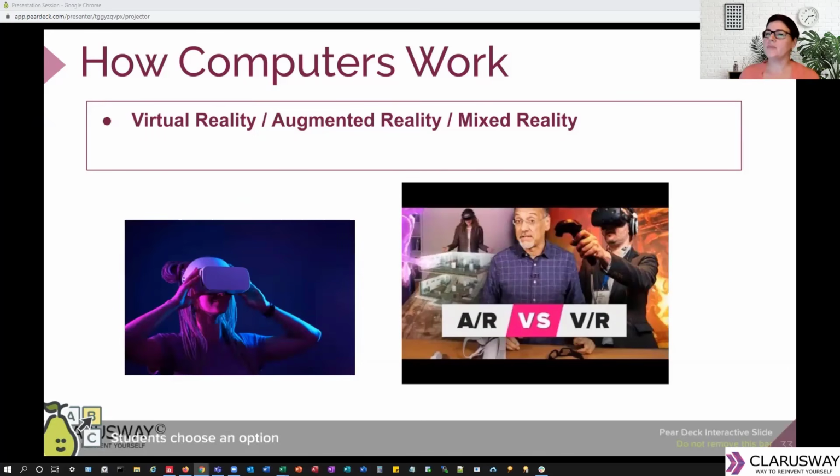Now, there's also mixed reality, and that's a combination of virtual and augmented reality. And there's more things coming out technology-wise that utilize mixed technology. An example is Microsoft's HoloLens. That's a technology that is considered mixed reality.